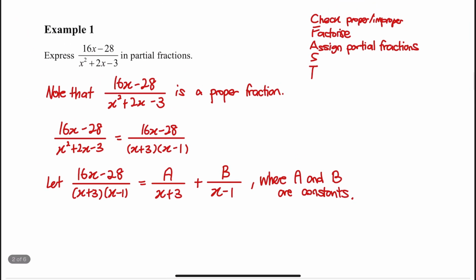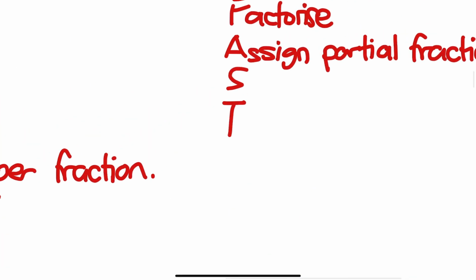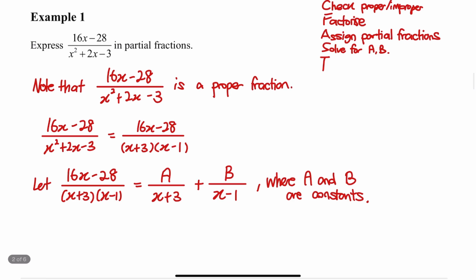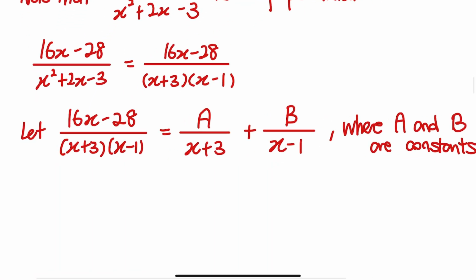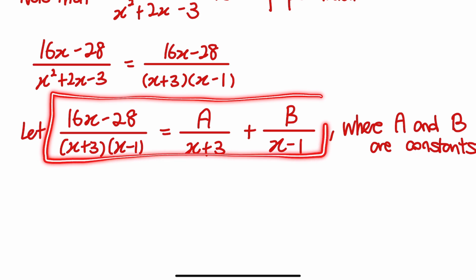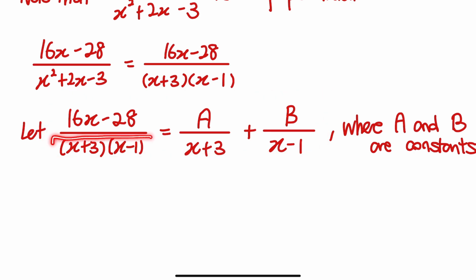So done. This is assigned partial fractions done. We have assigned this correctly. Next step is to solve. S stands for solve. Solve for what? We solve for A and B. So over here, how do I solve this equation? What I need to do is simply first, I get rid of the fractions. How do I get rid of the fractions? Over here, I can multiply this entire equation by this denominator.